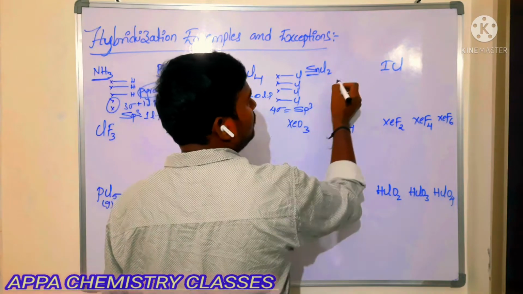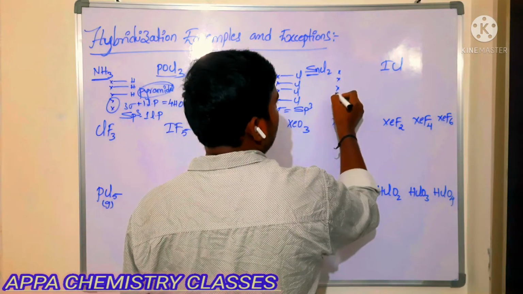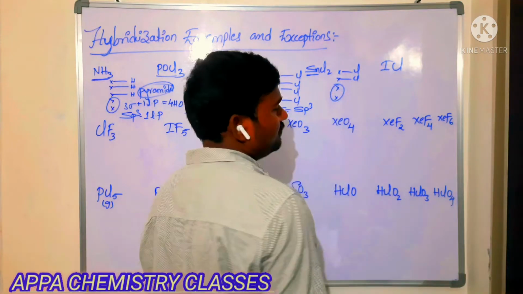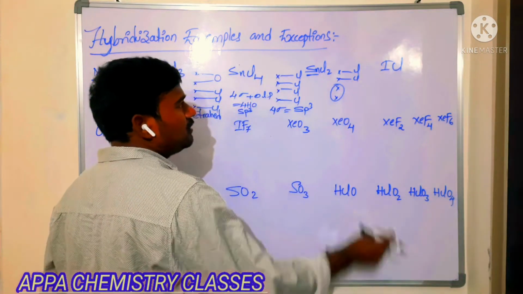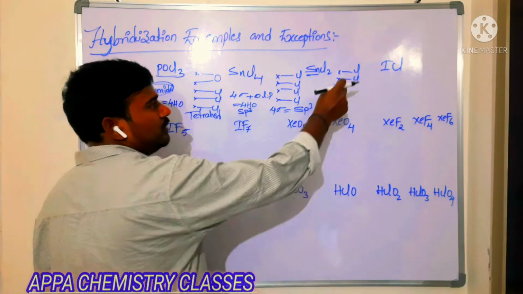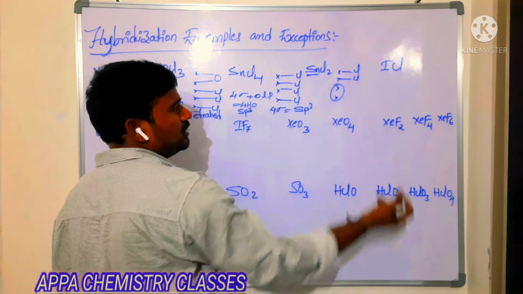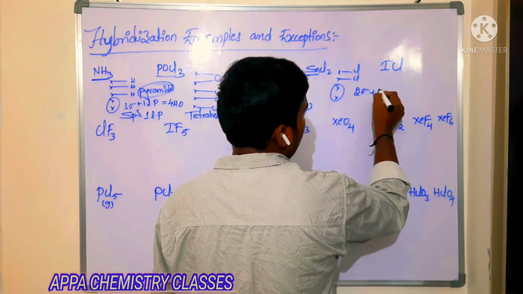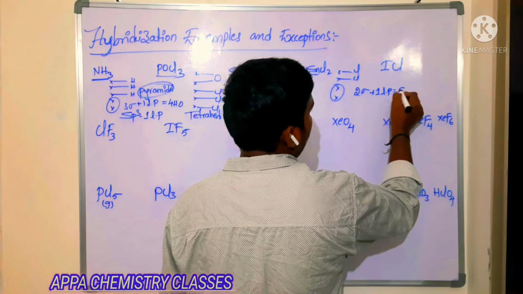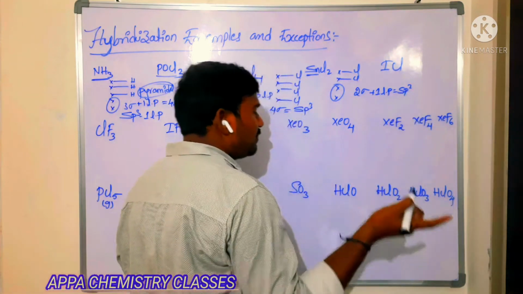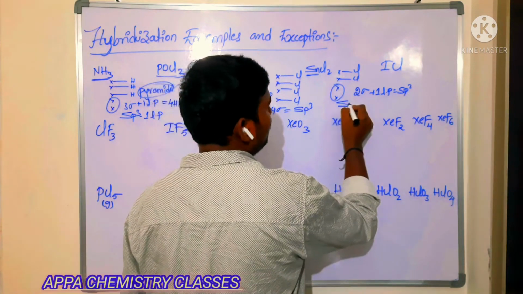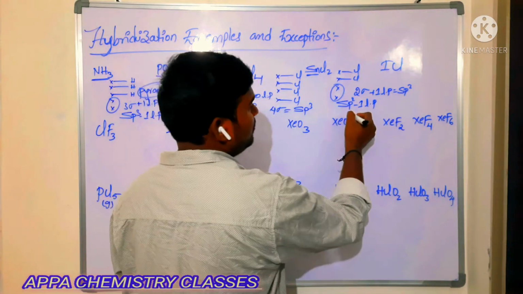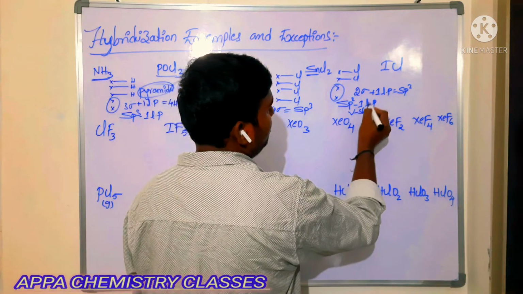In SnCl2, you can take SnCl2 here. Now 2 chlorines and 1 lone pair. So 2 chlorines, 2 bonds with 1 lone pair. What is the shape of this molecule? 2 sigma bonds plus 1 lone pair. So it is sp2 hybridization with 1 lone pair. Its shape is V shape or angular shape or bent shape.